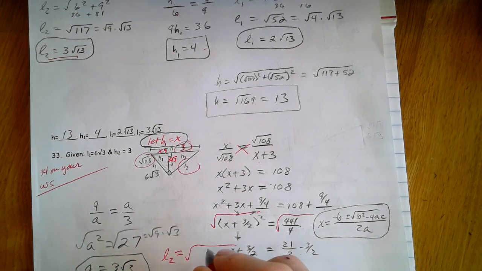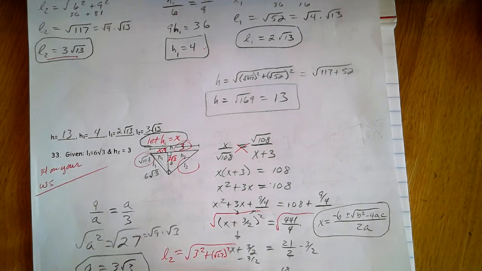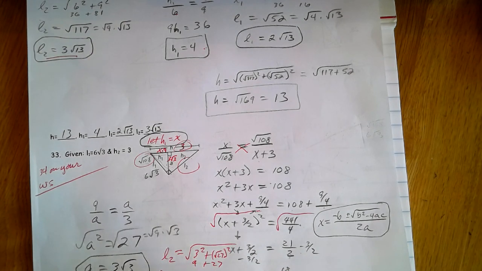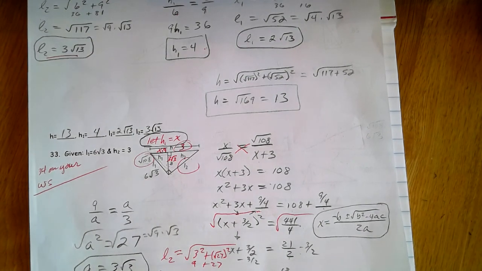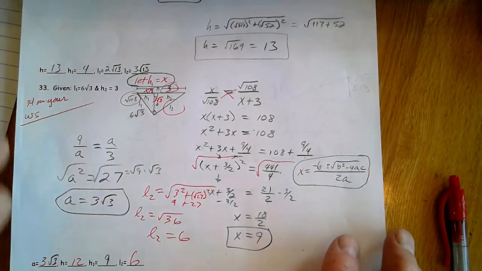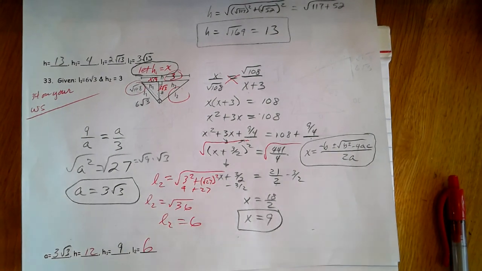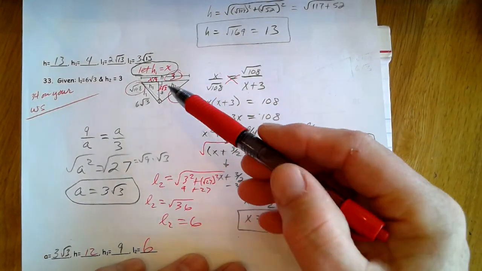How are you going to find L sub 2? L sub 2 is a hypotenuse, so it's equal to the square root of 3 squared plus the square root of 27 squared. That's 9 plus 27, the square root of 36. L sub 2 equals 6. I was kind of covered up there; I hope you could follow my words.